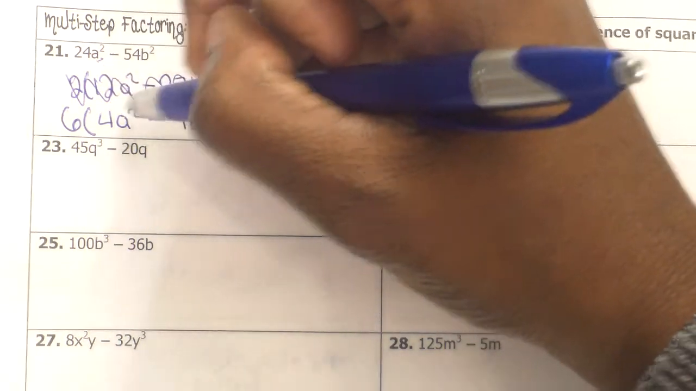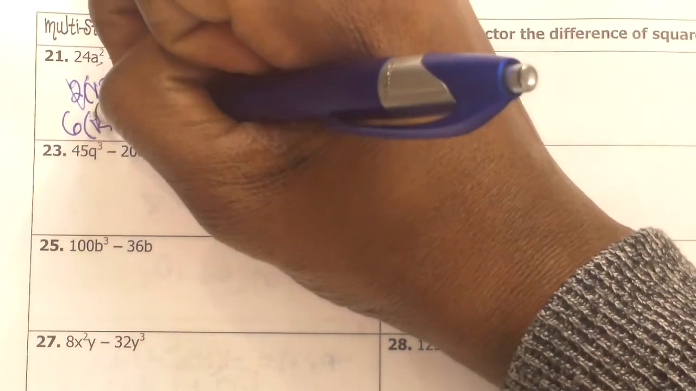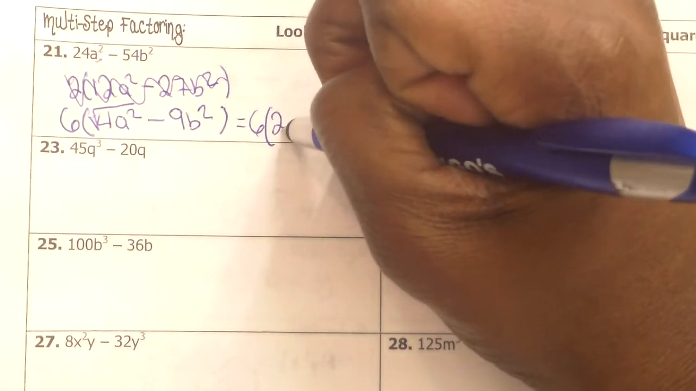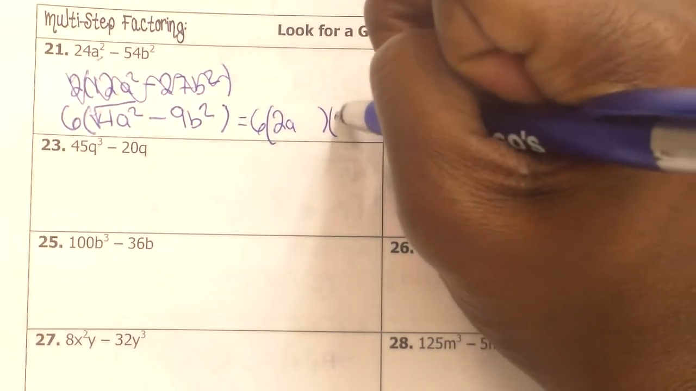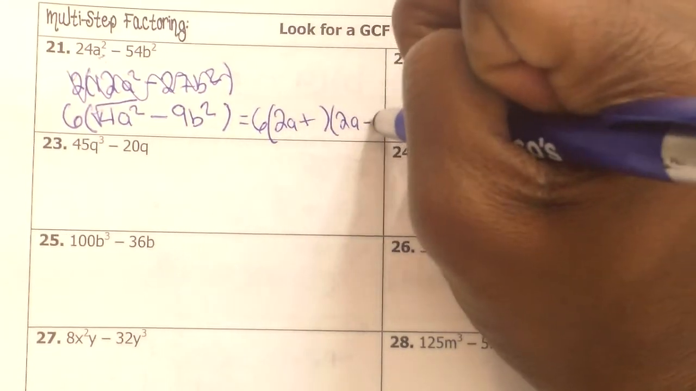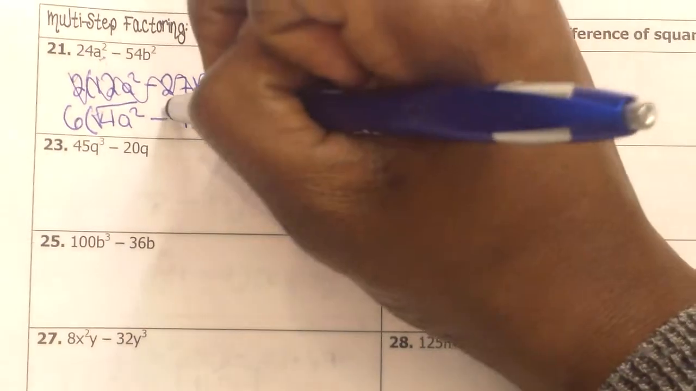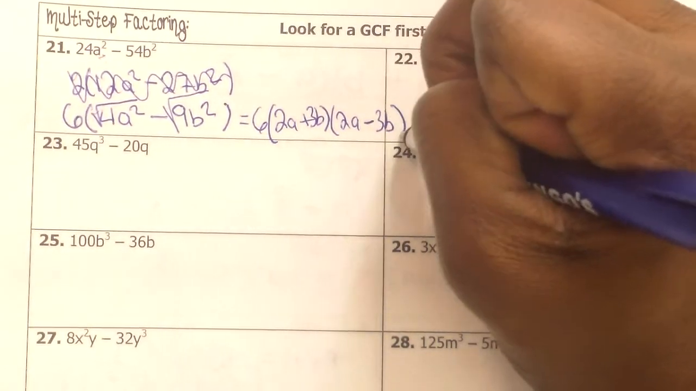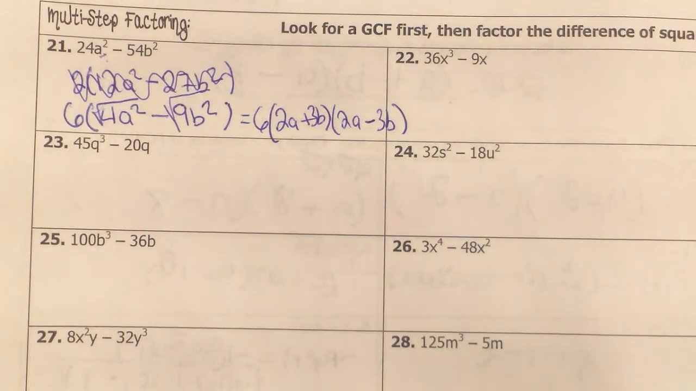So plus 6. So now I have a difference of squares where I have a perfect square I could take the square root of. Don't forget we have to leave a 6 on the outside. So square root of 4a squared is going to be 2a and 2a. We have our opposite signs. Square root of 9b squared is going to be 3b and 3b. And there we factor with the GCF. Everybody got it? I'll try one more.